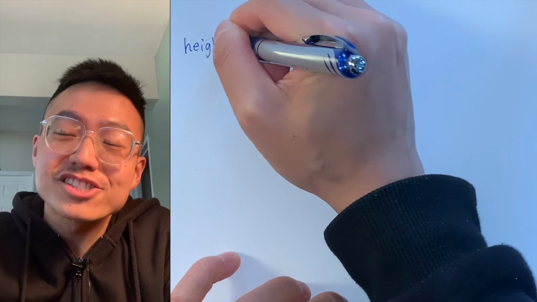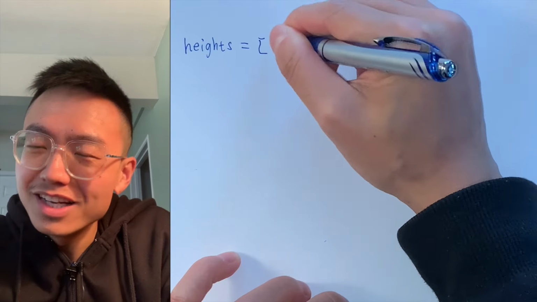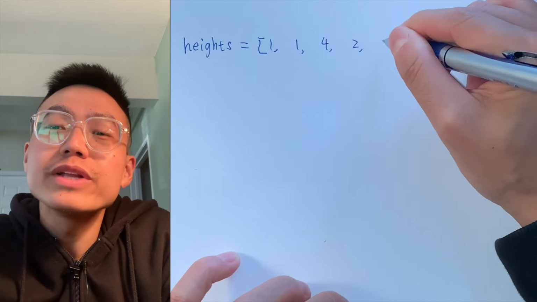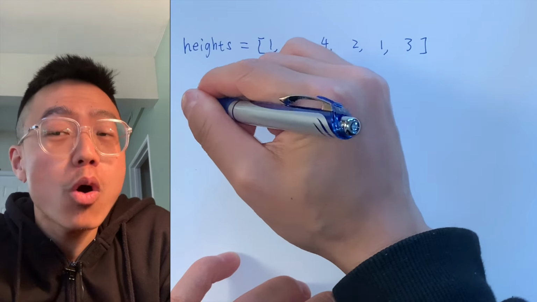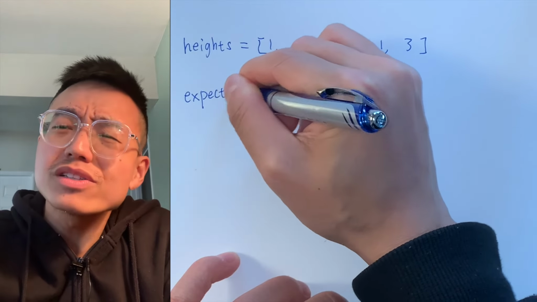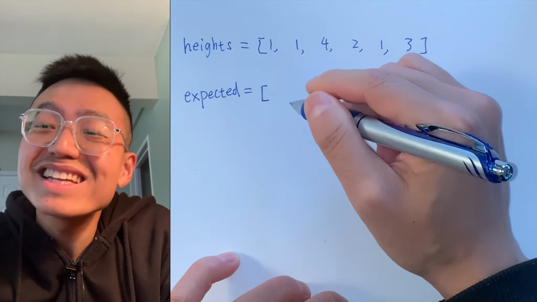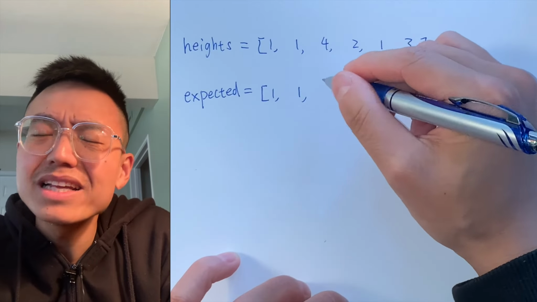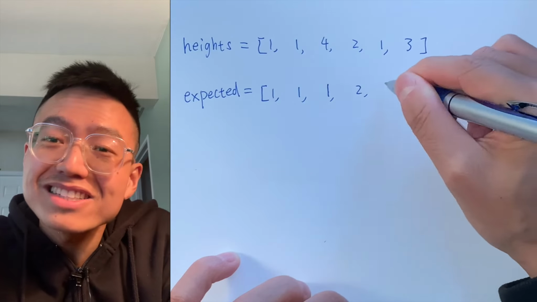Let's look at the question. Height checker. A school is trying to take an annual photo of all the students. The students are asked to stand in a single file line in non-decreasing order by height.